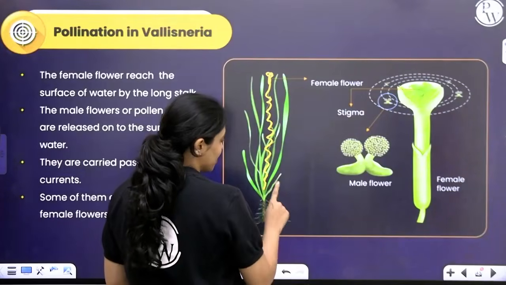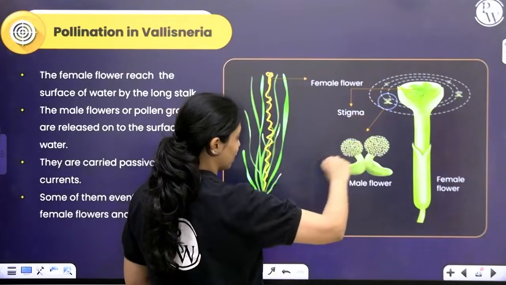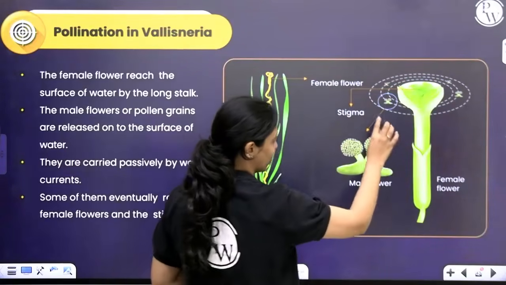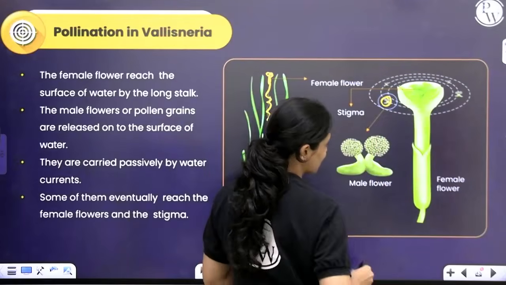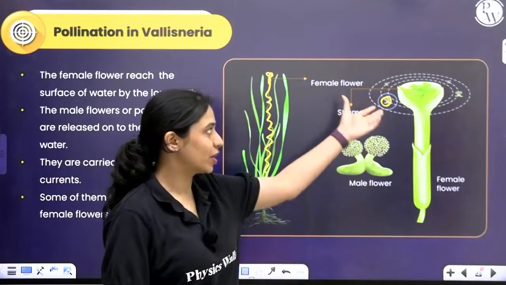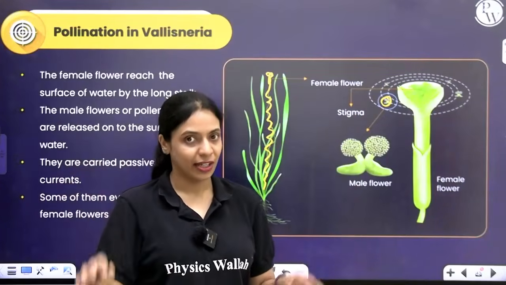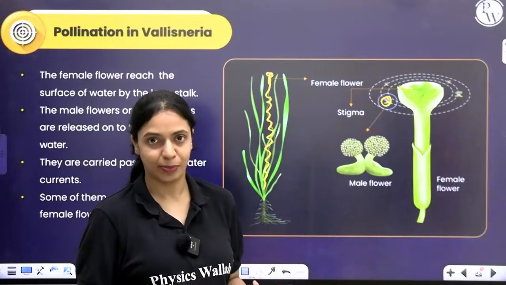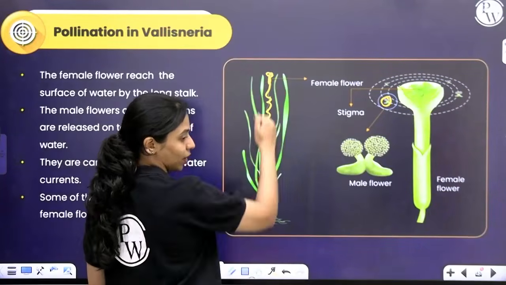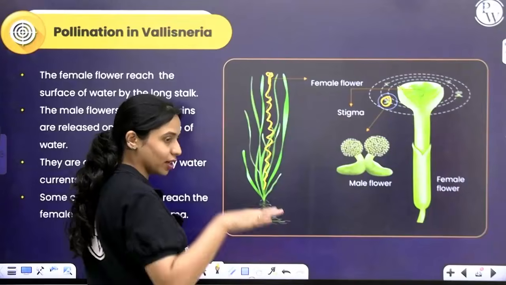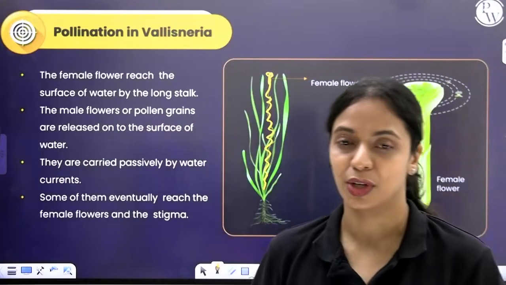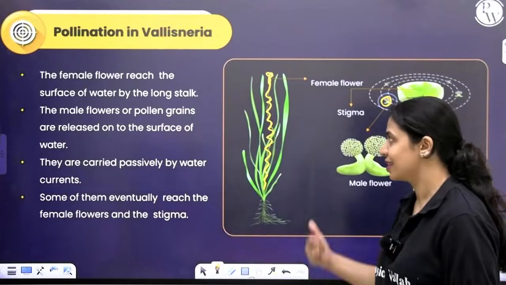Once it matures, it will rise to the surface of water. On the surface of water, male flowers will start floating. See, this is the female flower. These small things are the male flowers. You can see that they are floating passively. If by chance a male flower reaches the stigma, then pollination will happen, and fertilization also will be brought about. After that, this flower will coil back down into the water, and within the water itself, fruits will be produced. So that is how pollination happens in Vallisneria.